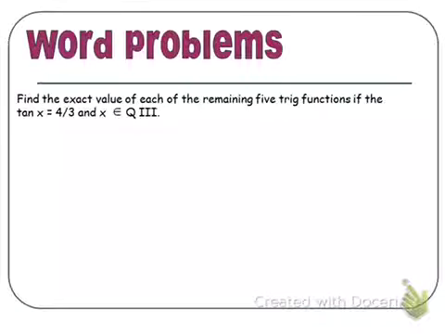This one's a little trickier. You got to be careful with this one. Find the exact value of each of the remaining 5 trig functions if the tangent of x is 4/3 and x is an element of quadrant 3. So where is the triangle? Quadrant 3. You're going to be asking that question all semester. Where is the triangle? Can we draw a triangle from the picture? How do we use what we know about triangles to answer the question?